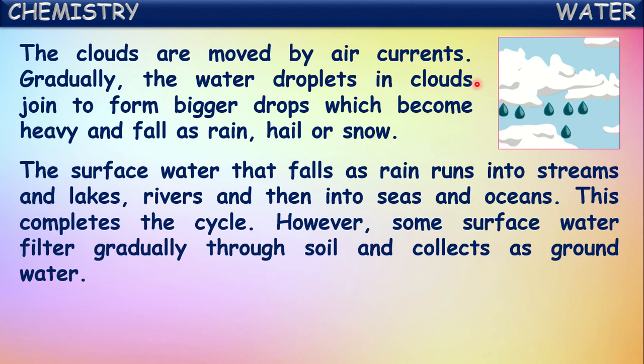Along with reaching these oceans and streams, some amount of the surface water filters gradually through the soil and collects as groundwater. In this way, the water cycle will be completed and it will continue to be done. It continuously occurs.